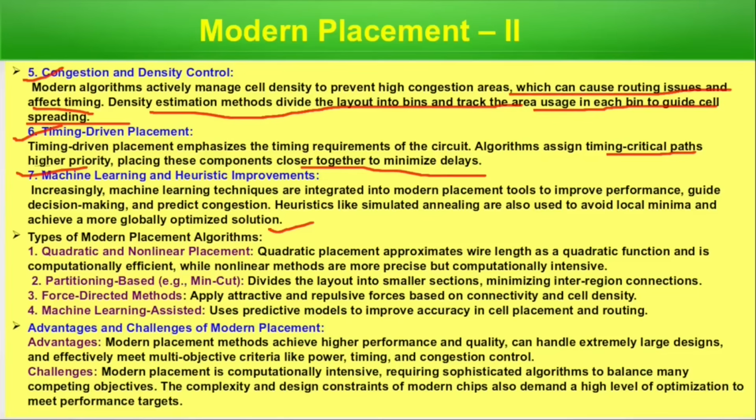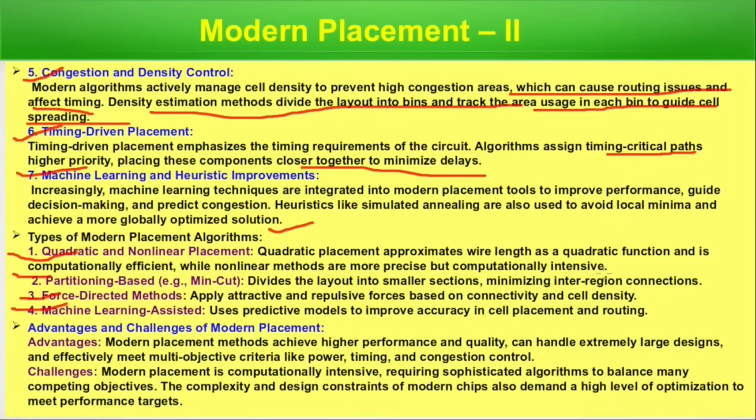These are the main types of modern placement algorithms: quadratic and nonlinear placement, partitioning-based placement, force-directed methods, and machine learning assisted. Quadratic and nonlinear placement approximate wire length as a quadratic function and it's computationally efficient, while nonlinear methods are more precise but computationally intensive. So there are pros and cons.